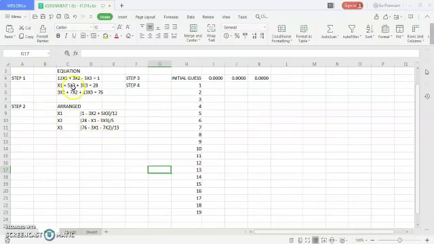So, the first step I did was write the equation that we want to solve. That's in the question. And step 2 is we arrange the equation to get x1, x2, and x3. Step 3 is we write down the initial guess. For this case, it's 0, 0, and 0. And then step 4, we start with the iteration.